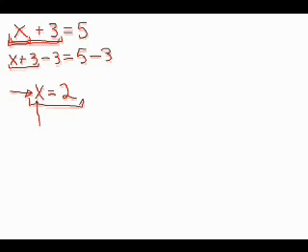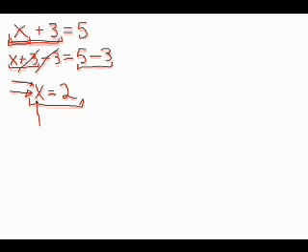And now we have a case where we can simplify. Well, plus 3 minus 3, as we saw in the last video, essentially cancels itself out. It makes 0. x plus 0 is just x. And then 5 minus 3 is 2. So we've done what we needed to do. We isolated the variable, got the variable by itself. The variable is just x, and our answer is 2.